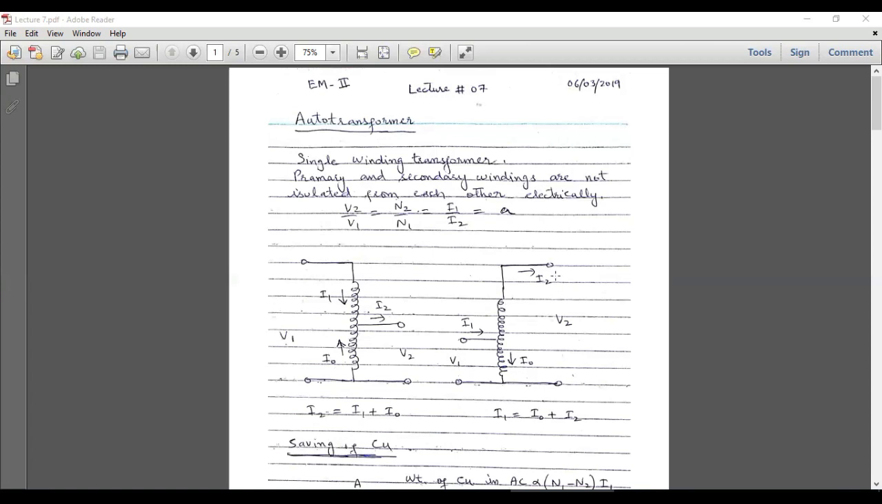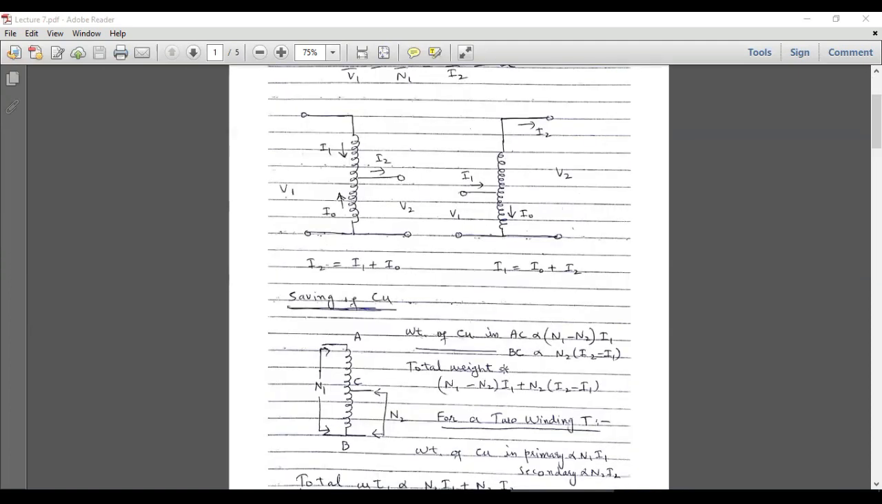So in this case, V1 is smaller than V2, but this is I1 which is divided into I2 and I node. So this is I2 and this is I node. So again, this is a voltage step down but current step up transformer, and this is a voltage step up and current step down transformer.